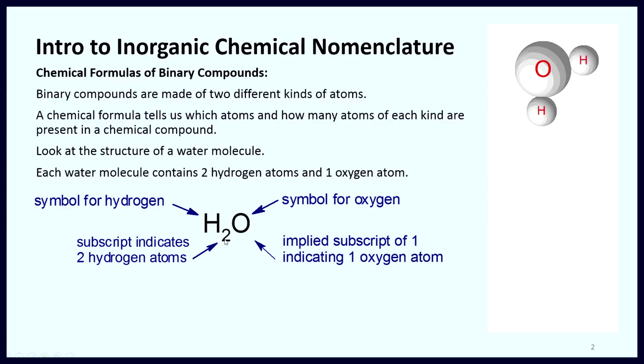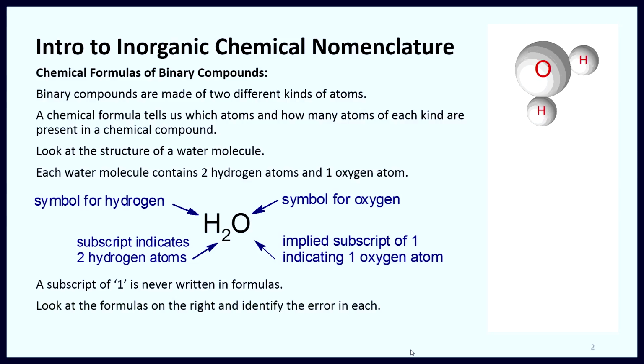And we have the subscript 2 following the H, indicating that there are two hydrogen atoms in each molecule. But we do not see a subscript of 1 following the oxygen. It is implied or understood in the formula. So, first rule: a subscript of 1 is never written in formulas.